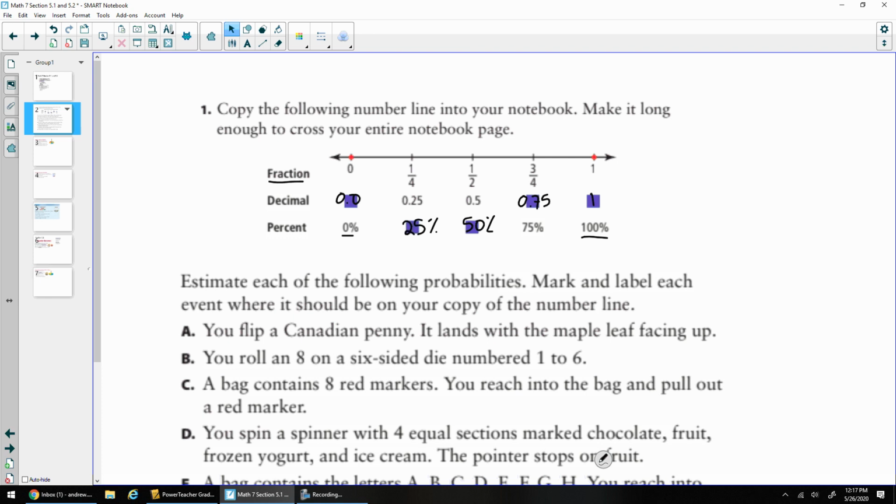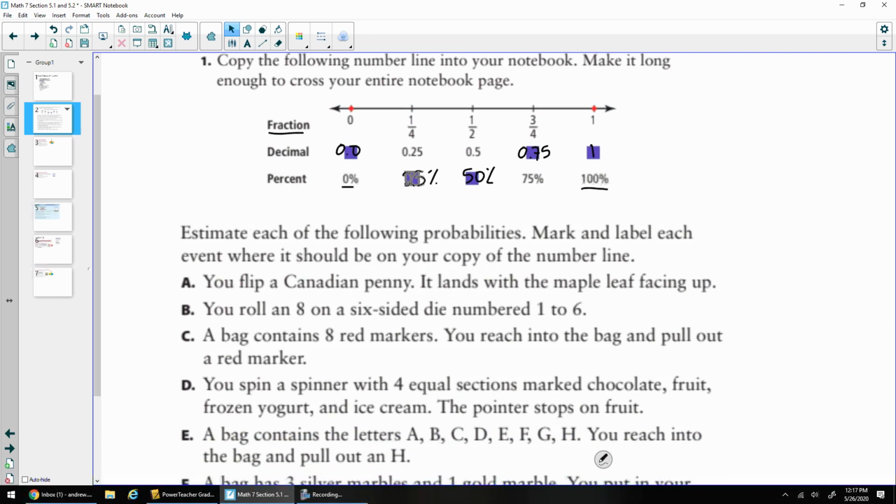So let's look at some of these situations. Estimate each of the following probabilities. Mark and label each event where it should be on the number line. So A: you flip a Canadian penny. It has two sides. It lands with the maple leaf facing up. That's the favorable outcome, so there's one favorable outcome. How many outcomes are there? Well, it's heads or tails, the maple leaf or the queen's head. So that's 1 out of 2. This event would be right here, A.